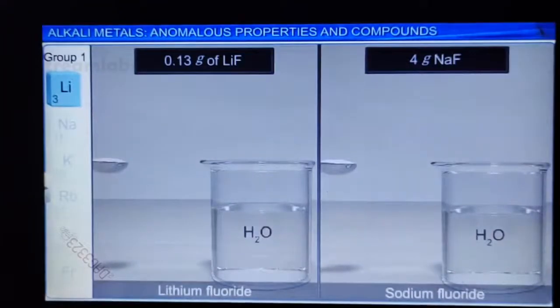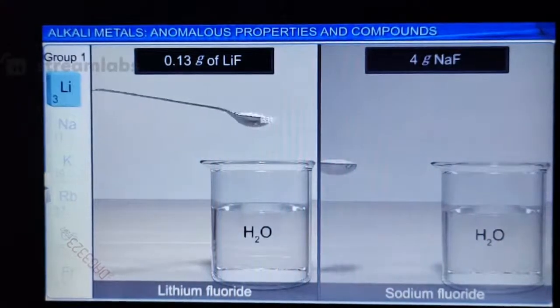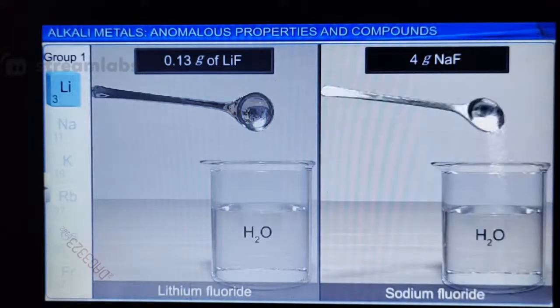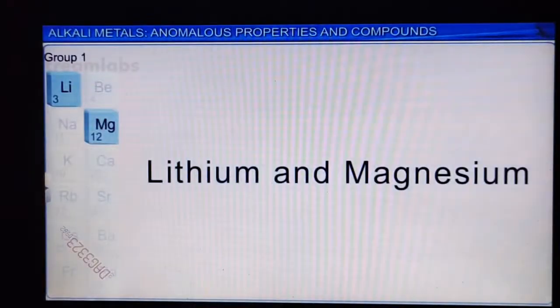Then lithium fluoride को लूँ और sodium fluoride को लूँ. So, for the same amount of salt of the metal, ठीक है, जहां मैं 4 ग्राम सोडियम फ्लोराइड को पानी में डिसॉल्व कर सकता हूं, वहां पे मैं सिर्फ 0.13 ग्राम ऑफ लिथियम फ्लोराइड को डिसॉल्व कर सकता हूं. Because its shape is different, because its enthalpy is different, hydration enthalpy.